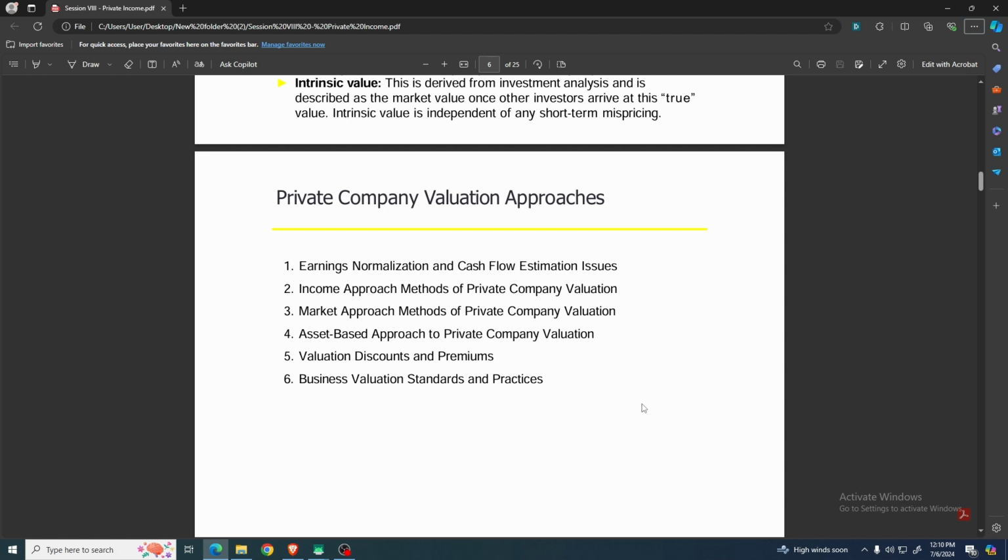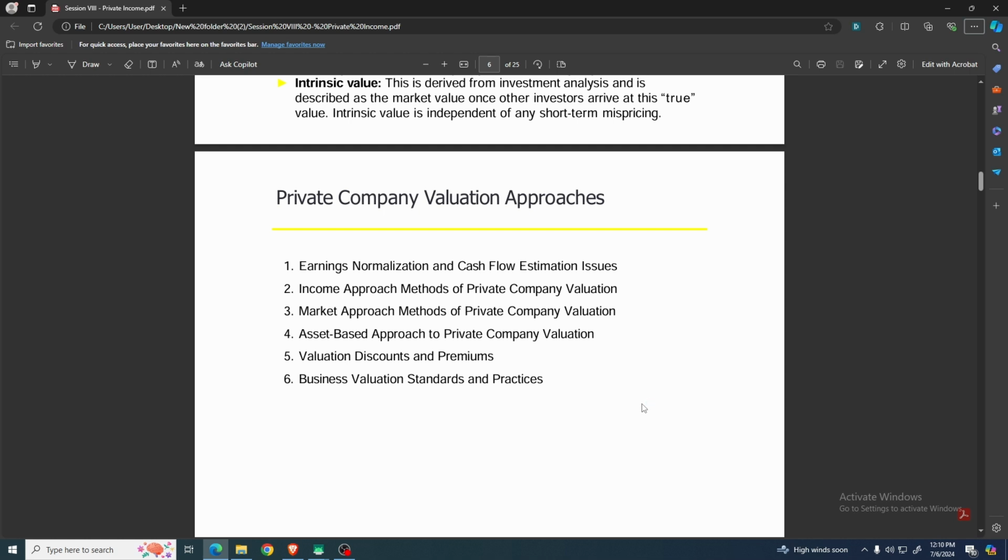Earnings normalization is going to involve adjusting a company's earnings to remove the effects of non-recurring items, unusual expenses, or revenues that do not reflect the company's ongoing operations. This provides a clearer picture of a company's true earning potential. So, here, the key word being we are going to normalize the non-recurring items, unusual expenses, and certain earnings which actually would not reflect the current operations of an entity. So remember these key aspects of the earnings normalization approach.